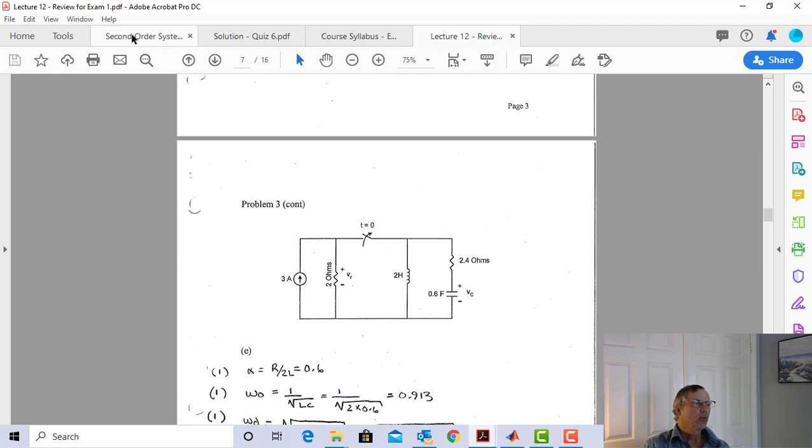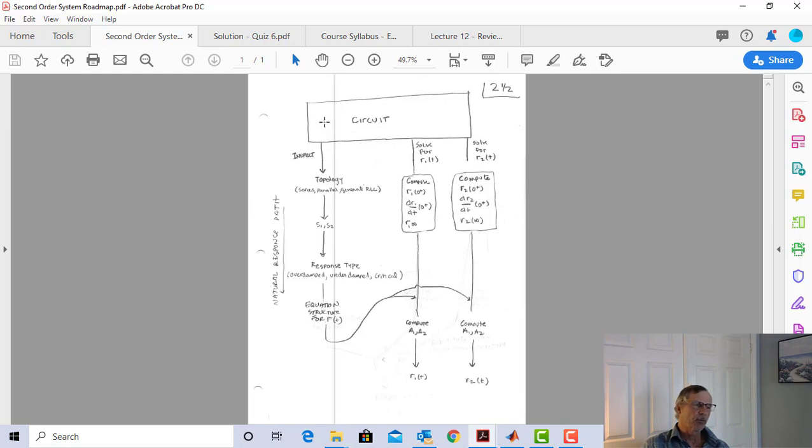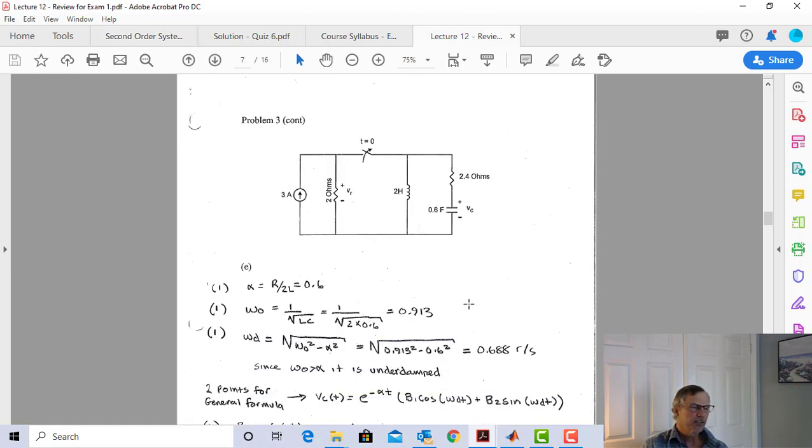Okay, so what we're doing now on our roadmap is we're going to go this path, where we look at the circuit, get the topology, get S1 and S2, and get our basic equation structure. Then we're going to mix it in with what we got here and get our A1 and A2. So this is a series RLC. And so alpha is R over 2L, which is 0.6. Omega naught is 1 over root LC, which is 0.913.